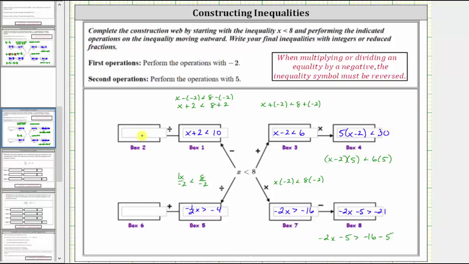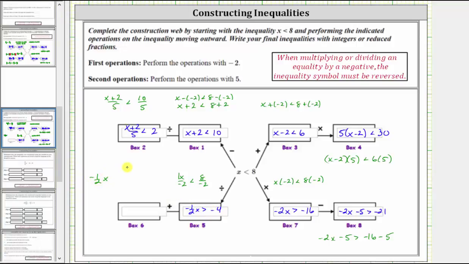In this direction, we divide both sides of this inequality by +5, which gives us the quantity x plus 2 divided by 5 is less than 10 divided by 5. And again, because we divided by a positive, we do not reverse the inequality. So on the left, we have the quantity x plus 2 divided by 5 is less than 10 divided by 5, which is +2.